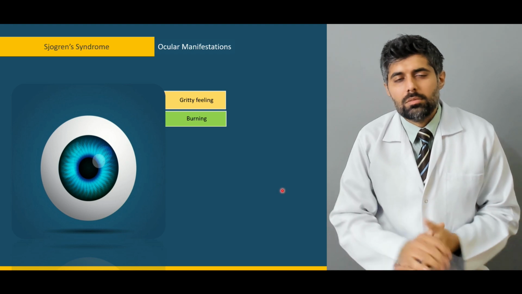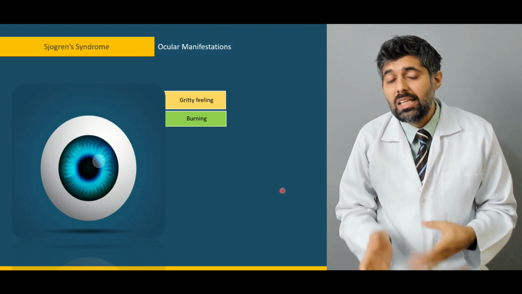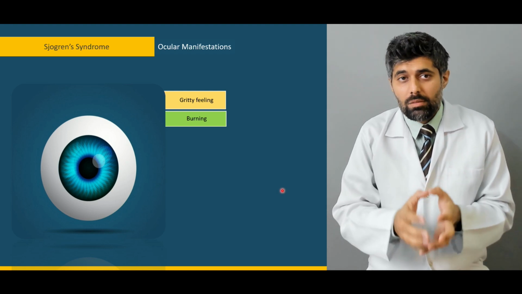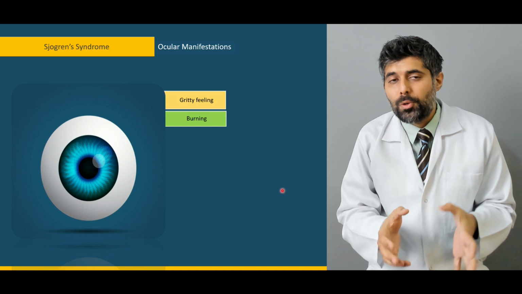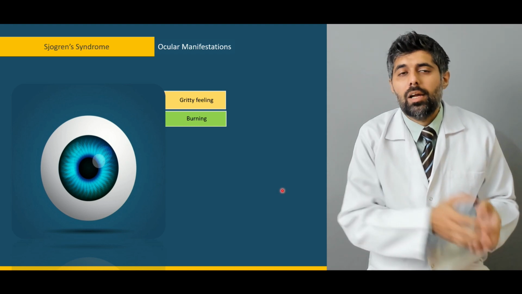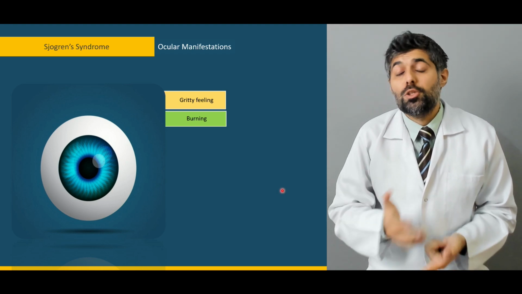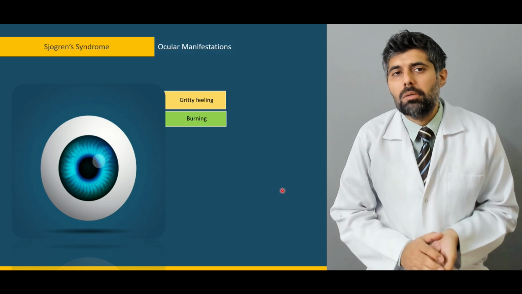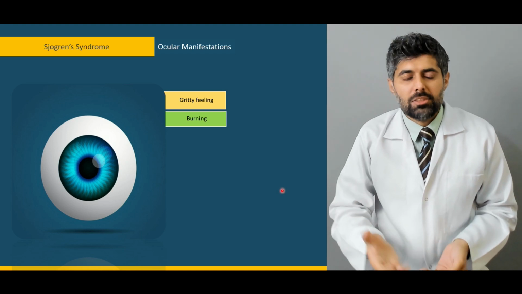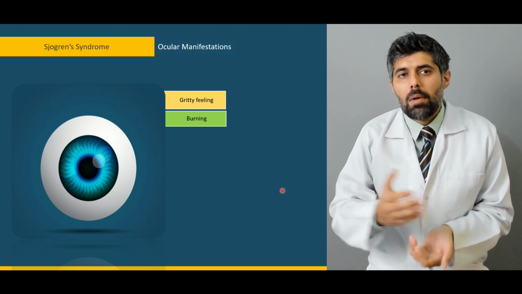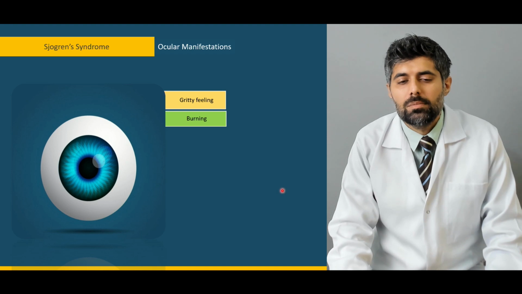Another component is that they also complain of burning in their eyes, and this burning is because when there are no tears and there is no tear film to protect the anterior of the eye and the cornea, all the dust and other particles which should have been eliminated by the tear film start to accumulate on the sclera and the cornea. This results first in irritation and, if prolonged, results in a burning sensation in the eyes.